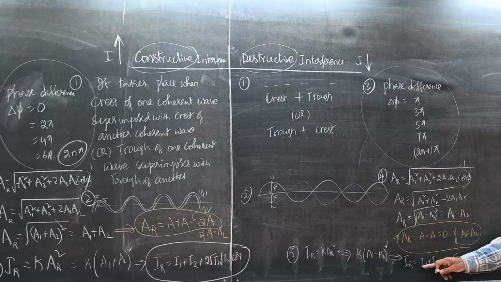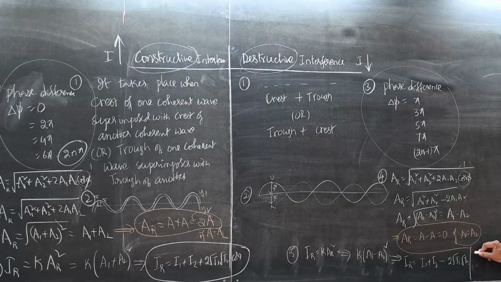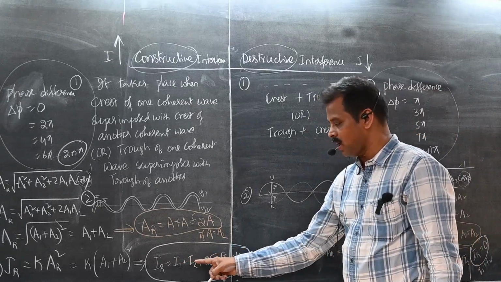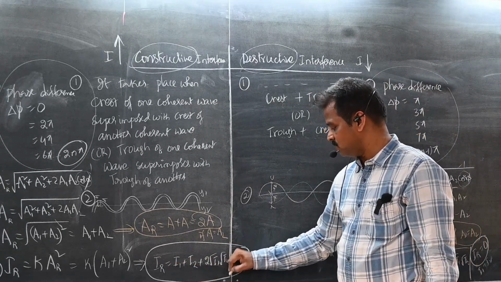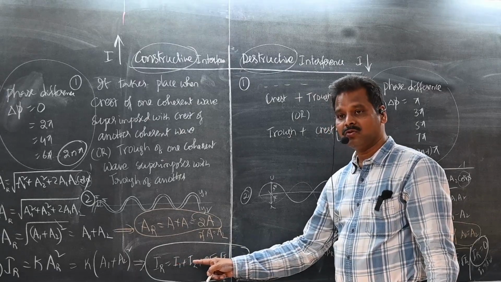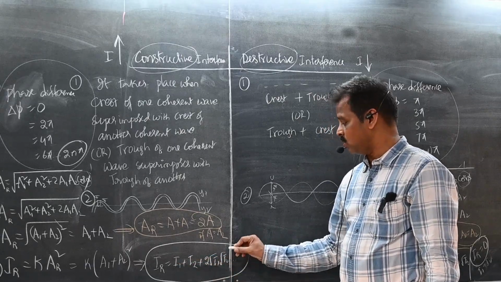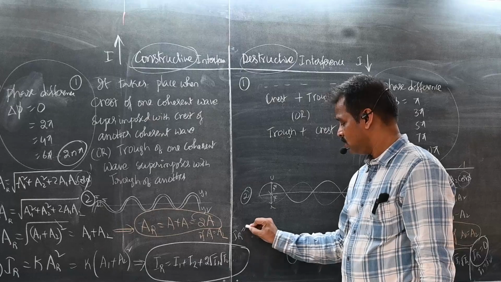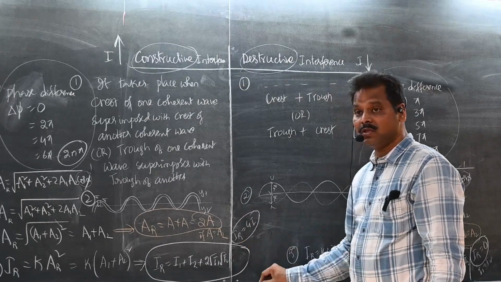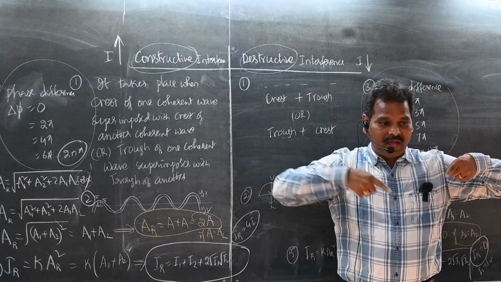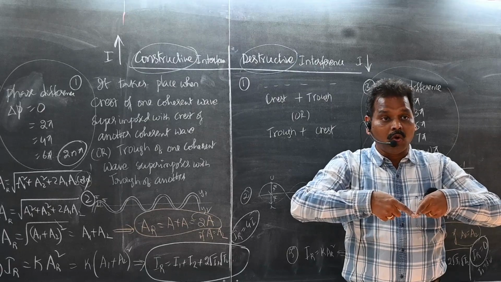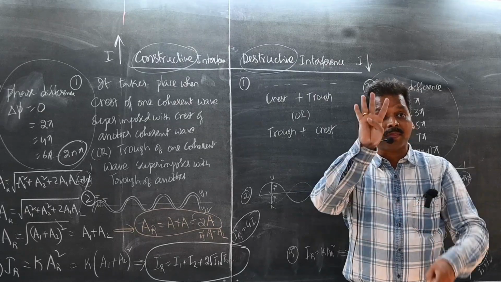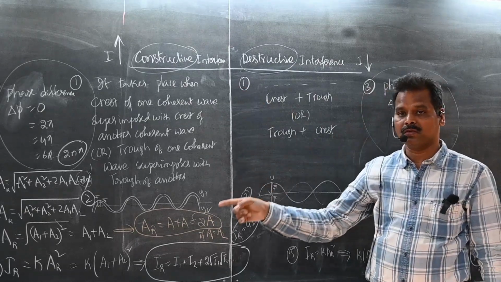So if I1 is equal to I2, what is the resultant intensity? How much? If I1 is equal to I2, the cos is not required. I plus I, 2I. This is another 2I. Total? Not 2I. That means if two waves of intensity I and I superimpose, the total intensity is not 2I. This will become 4I in interference. Remember this.